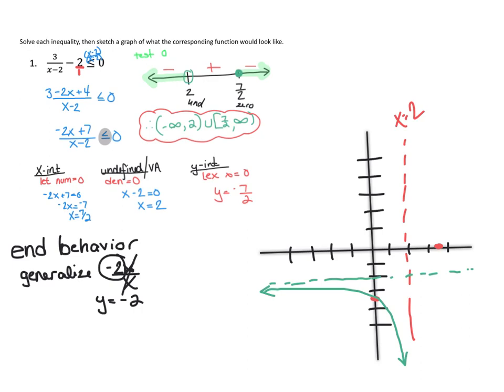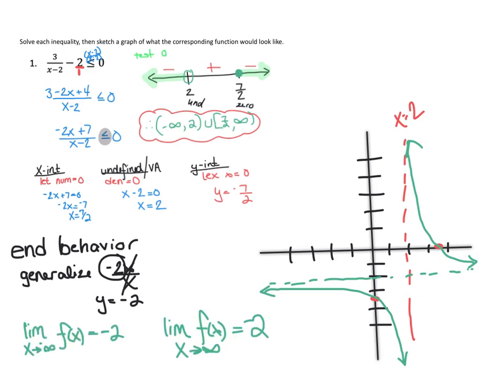It's then positive to the right of 2, has a 0 at 7/2, and then the end behavior is going to approach -2 on the right. Last thing I'm going to do is actually write my behavior as a limit. So the limit of f of x as x approaches both negative and positive infinity would be -2.